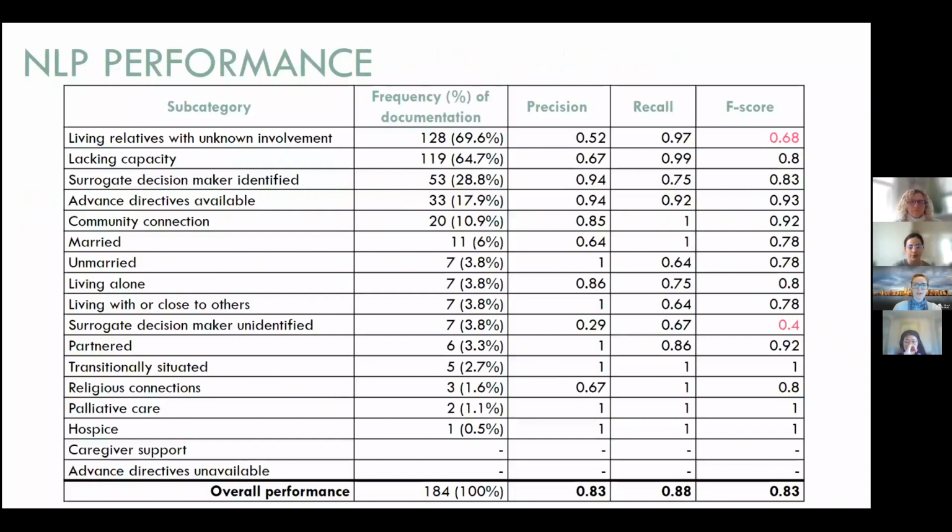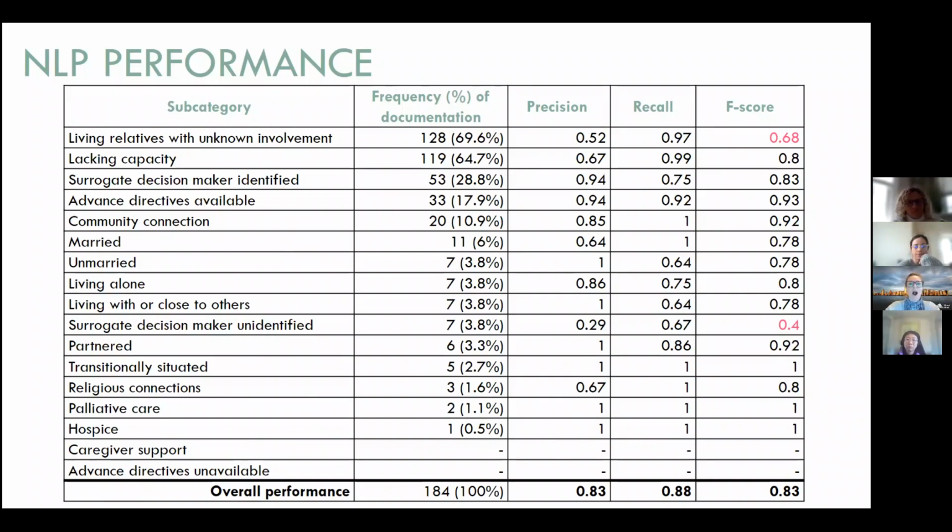So here's a slide just summarizing how well the NLP algorithm did with picking up each of these categories. And it also gives you a sense of how frequent each one of these categories was documented, that we were able to pick up, I should say, relative to the other categories. So you could see the most frequent subcategory that the NLP was able to pick up was living relatives with unknown involvement. So again, this is a son or a daughter, or somebody is mentioned, but there's no context to indicate whether or not that person is actually involved with the care or on site or in phone communication with the care team.